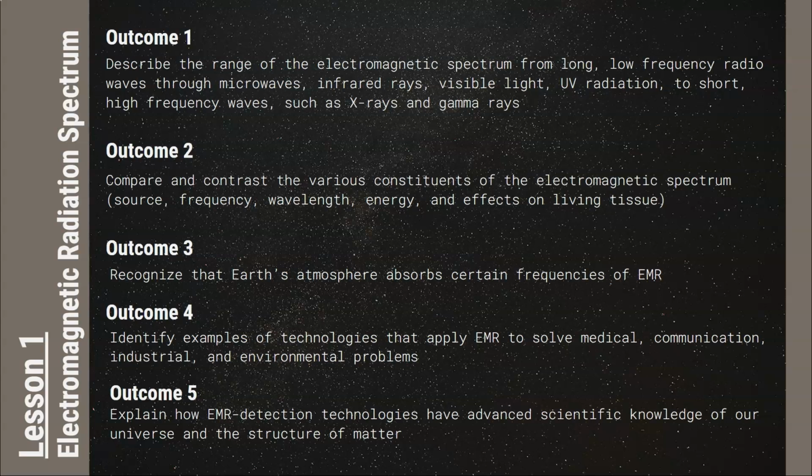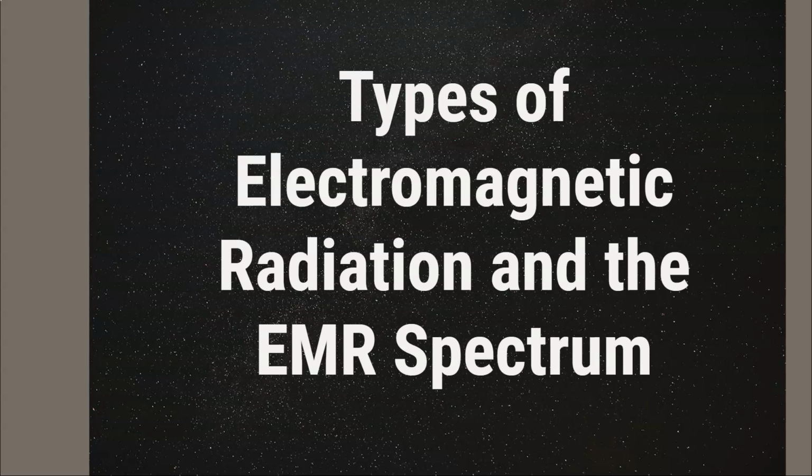In lesson 1, the electromagnetic radiation spectrum, we're going to describe the electromagnetic spectrum from long to low frequencies, looking at all the different types. We're going to compare and contrast various parts of it, such as frequency, wavelength, and the effects on our living tissue. We're also going to eventually talk about the atmosphere and how it absorbs these frequencies, identify technologies that apply to EMR, as well as look at the advancements in scientific knowledge around the universe because of EMR.